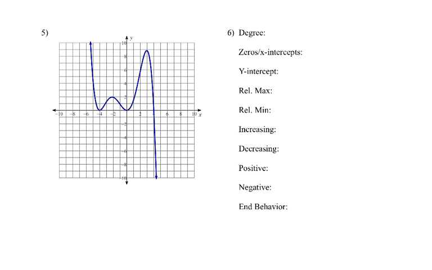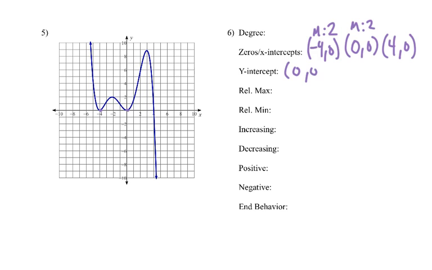All right? So if we look at question number 5, now looking at this one, notice that we've got a 0 here, but it touches. A 0 there, but it touches. Okay? So I'd go, my 0 is negative 4, 0, and it's got a multiplicity of 2. Then we have 0, 0, which touches, so it also has a multiplicity of 2. And then 4, 0, which crosses, so a multiplicity of 1, which I'll just leave like that. The y-intercept, pretty easy to see, 0, 0.